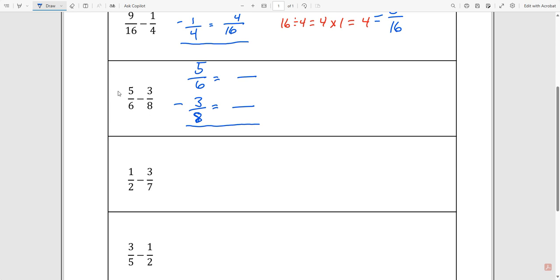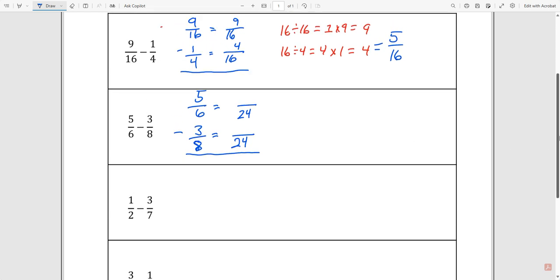Then the next multiple of 8 is 8 times 2, which is 16. 6 will not divide into 16, so let's move on. Then we have 8 times 3 is 24, and 6 will divide into 24, so there we have it. Our least common denominator here is 24. All right, so we'll follow the process that we had on the first problem. We're going to say 24 divided by 8 is 3, and 3 times 3 is 9. And here we have 24 divided by 6, and 24 divided by 6 is 4, and 4 times 5 is 20.